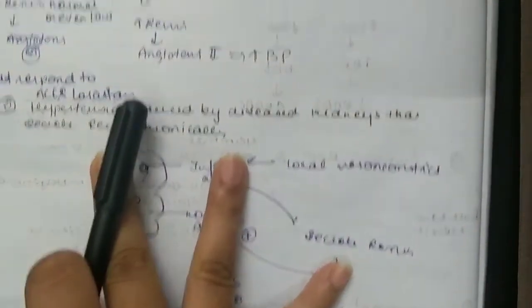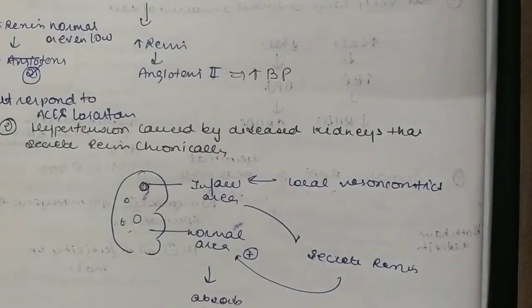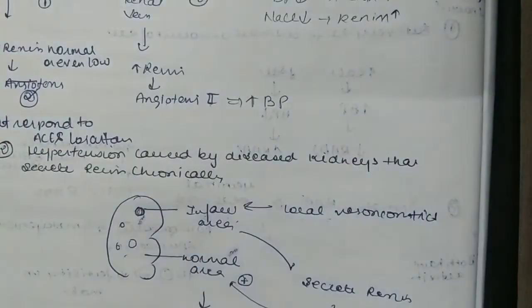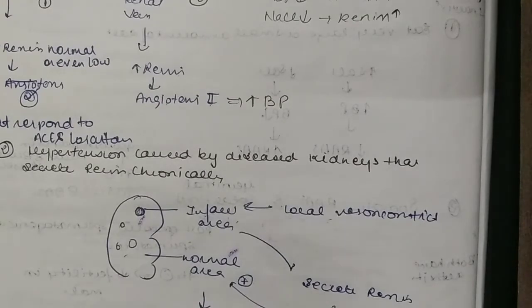So this is my second video. As I already told you, the second video will be about the types of hypertension in which the RAAS mechanism is involved. So let me first enumerate. There is 1 kidney Goldblatt hypertension, 2 kidney Goldblatt hypertension, hypertension due to diseased kidneys that secrete renin chronically, hypertension in pregnancy, that is eclampsia or preeclampsia, and neurogenic hypertension.